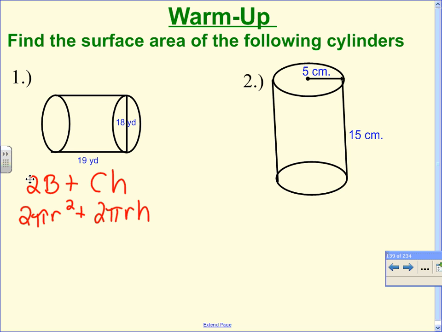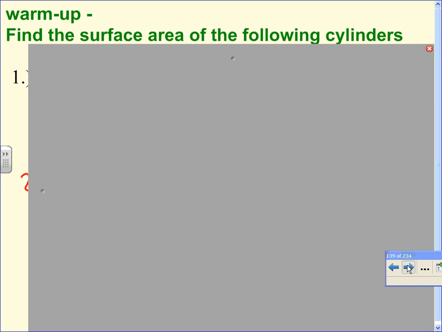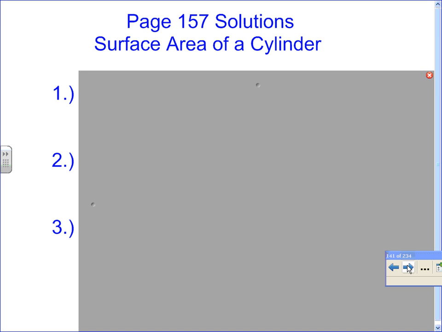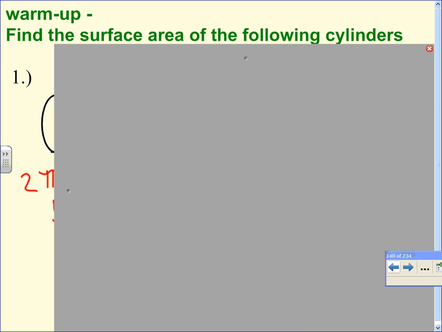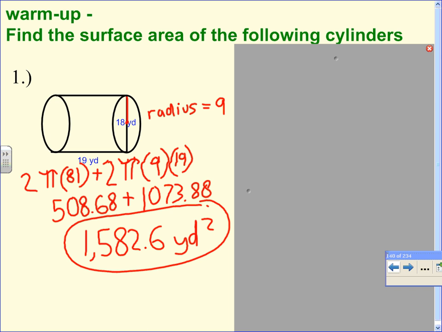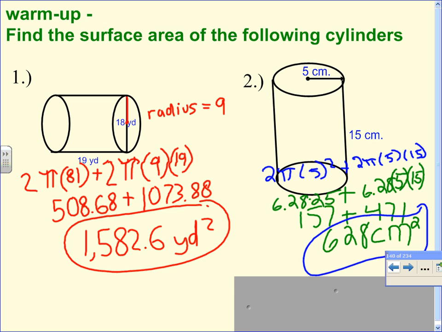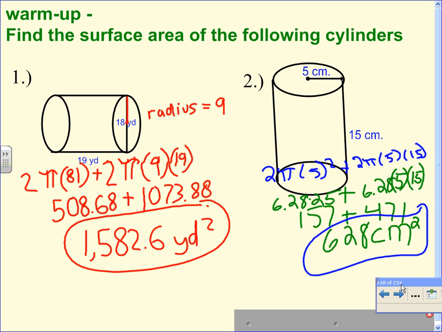So Briar, what did you get from number 1? Very close. Very close. Justin? Good. I went too far here. Okay, so I have the work up here. The smartboard just being slow. 1,582.6 yards squared. Okay, we'll come back to questions on that in a second. So number 2, Emma H., what did you get? Good. 628 centimeters squared.